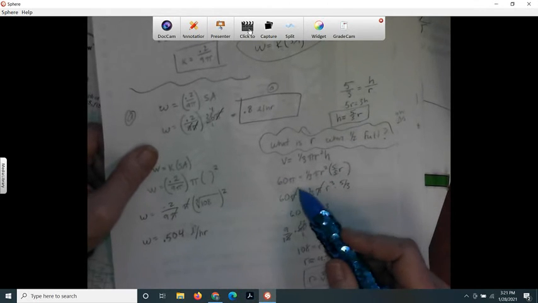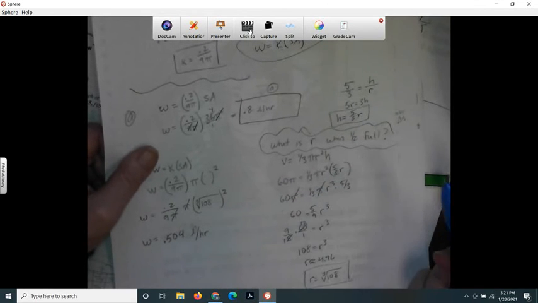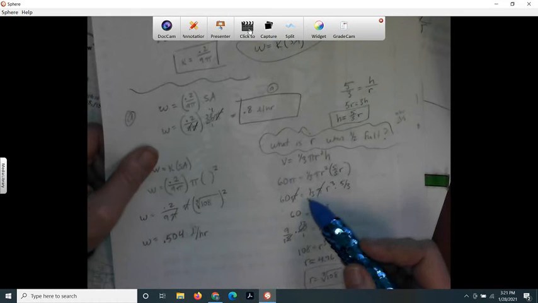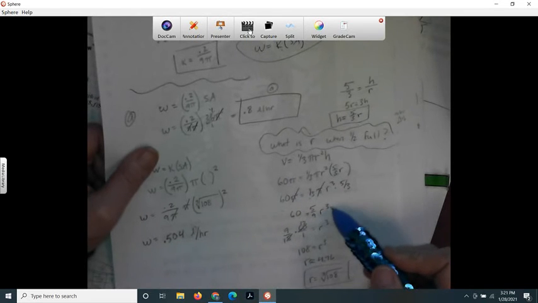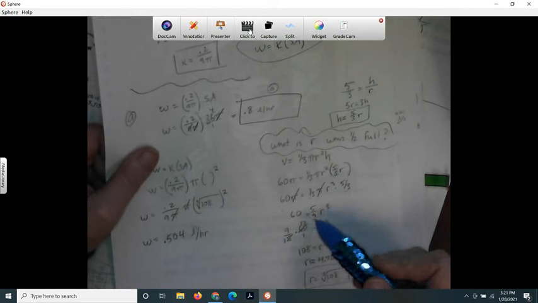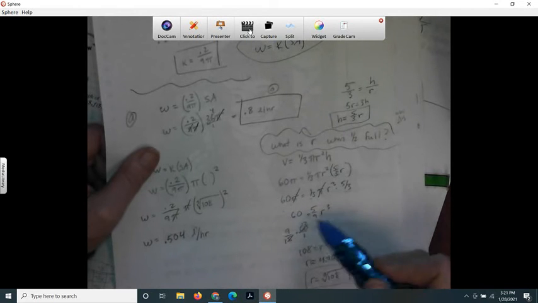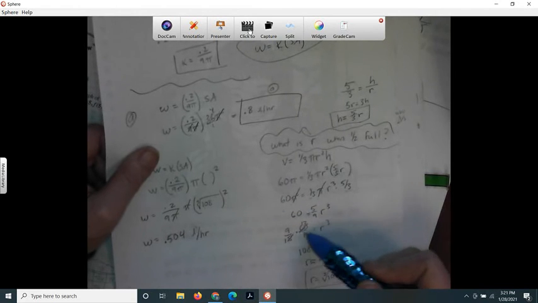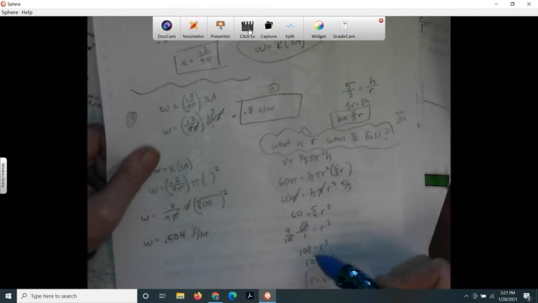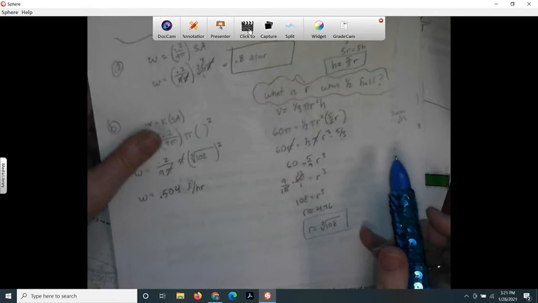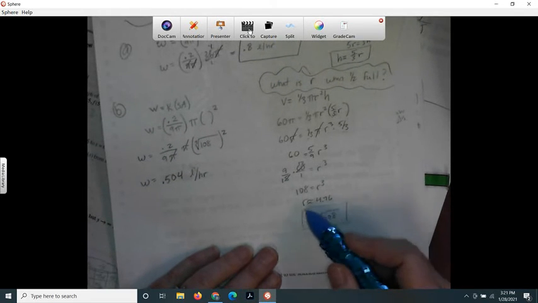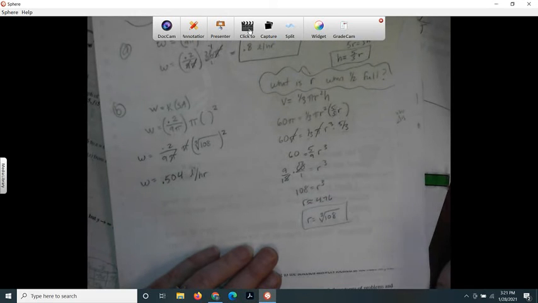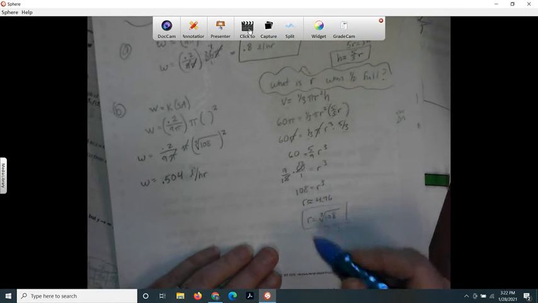So I crossed out the pi's. I think I just multiplied these two together and got the 5/9 R cubed. And then I multiplied by the reciprocal of 5/9 on both sides and solved it. And I got 108 was R cubed. So R was the cube root of 108. But that's just about 4.76. But now I have that.